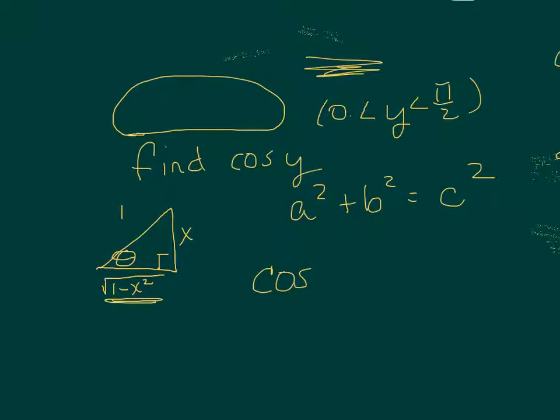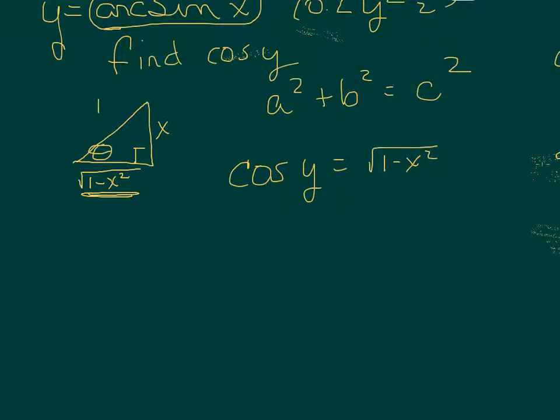Let's just use our handy dandy calculator. No, sorry. What's the cosine? It asks us the cosine of y, so let me change that to a y to stay consistent. Cosine of y would be adjacent, so the square root of 1 minus x squared over 1. So that's it. On these, you just draw a right triangle.